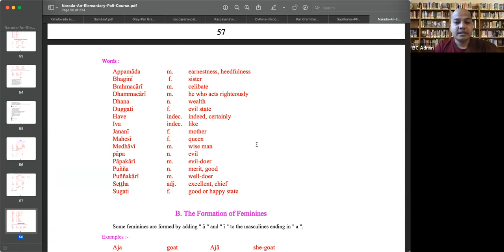Janani, mother. Mahesi, queen. Medhavi, wise man. Papa, evil. Papakari, evildoer. Punya, merit or good. Punyakari, well-doer. Setta, excellent. Sugati, good, a happy state.